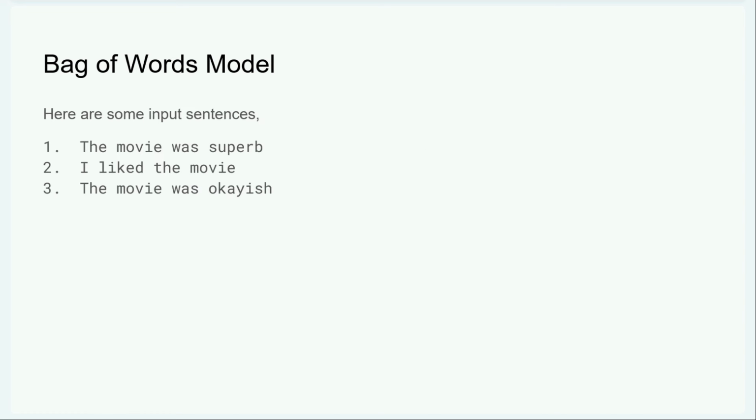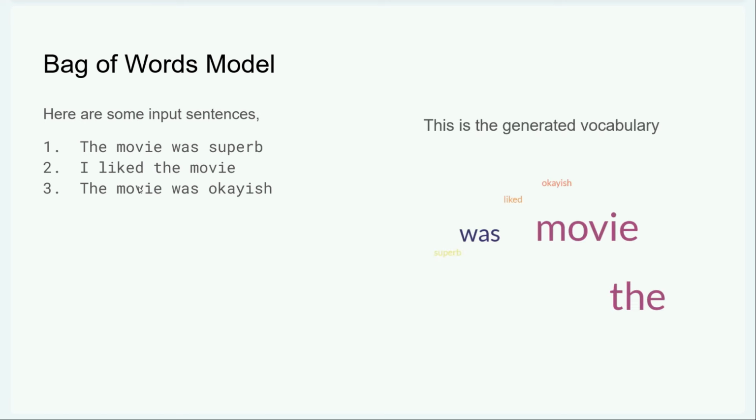So, to sort of demystify this, let's start with a sample data set. I have a sample data set here. It has three sentences. So the data set goes like: the movie was superb. That is the first sentence. The second sentence is: I liked the movie. The third sentence is: the movie was okay-ish. If I generate a vocabulary out of this, I'll see that there are only 6 words in the vocabulary. Superb, was, liked, okayish, movie, and the. These are the common words. There should also be an I, but for some reason it's not here.